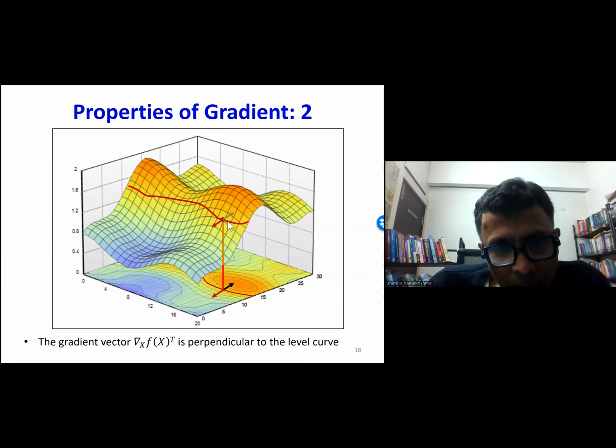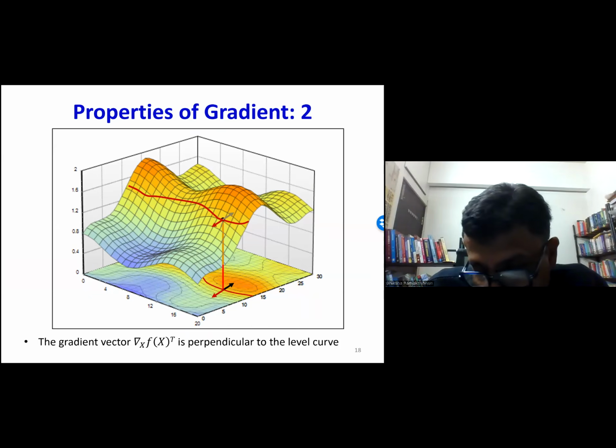The gradient has another property. If I slice the function at some level, the edge that you will get is called the level set. And the gradient is always going to be perpendicular to the level set, the level curve. We won't prove it, but it's something that's very easy to show, and we'll use the fact later.